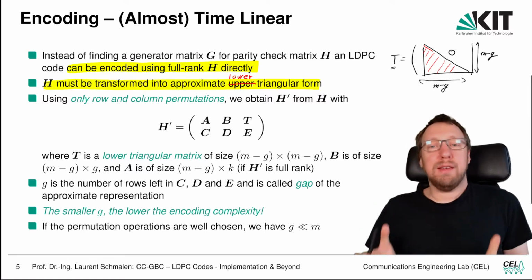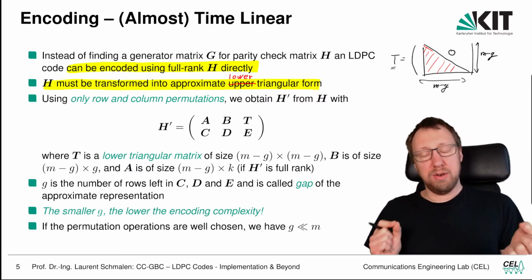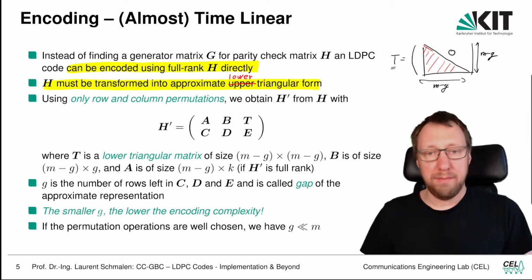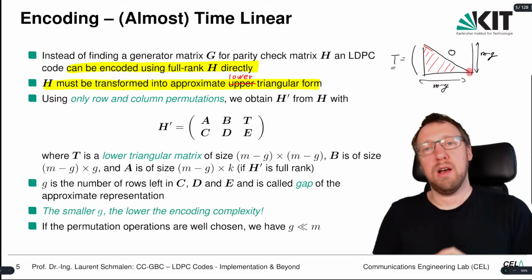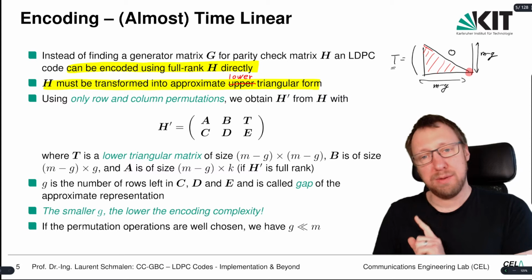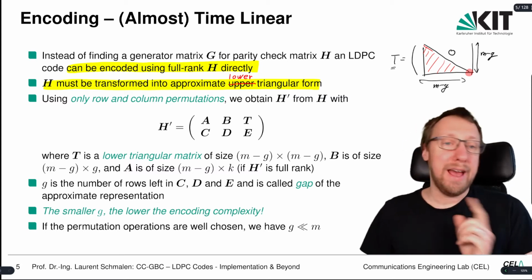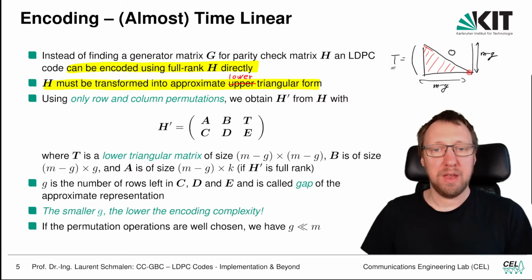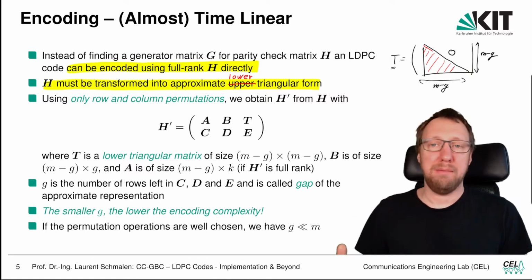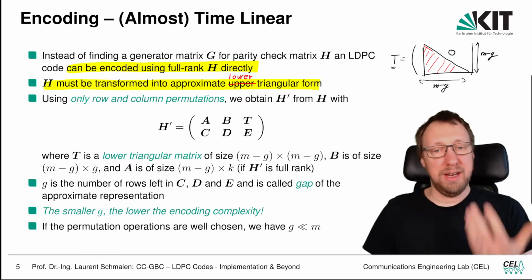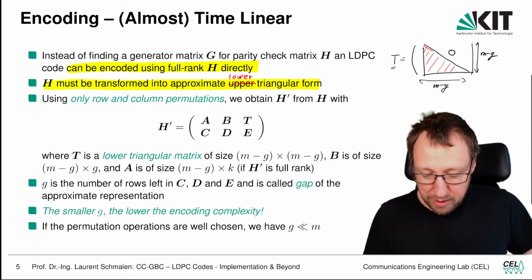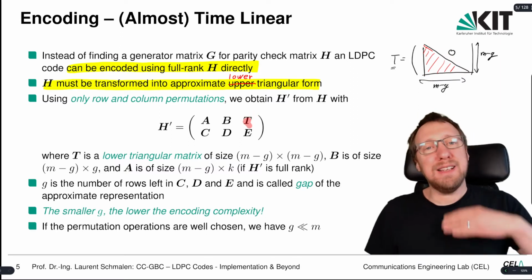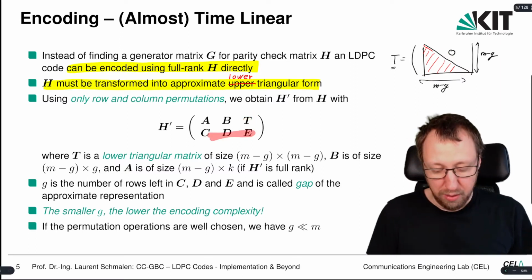Of course, we cannot get it into full lower triangular form because we have a regular code, and here we would need one single row that has just one single column. The last row must have only a single one. In a regular code, such a thing doesn't exist. So there are always some rows that don't fit into this, and this is what we put in the so-called gap. So we have this lower triangular form over here. That's the matrix T.